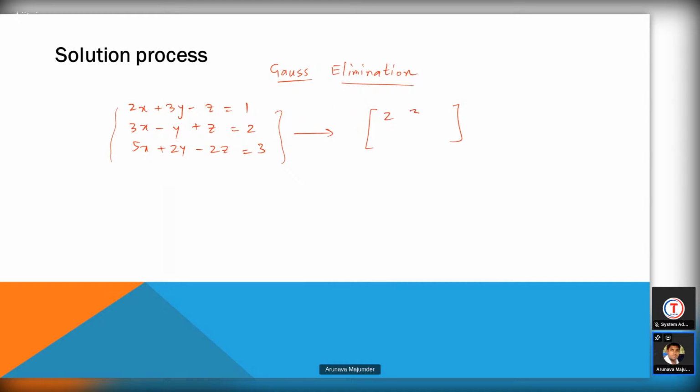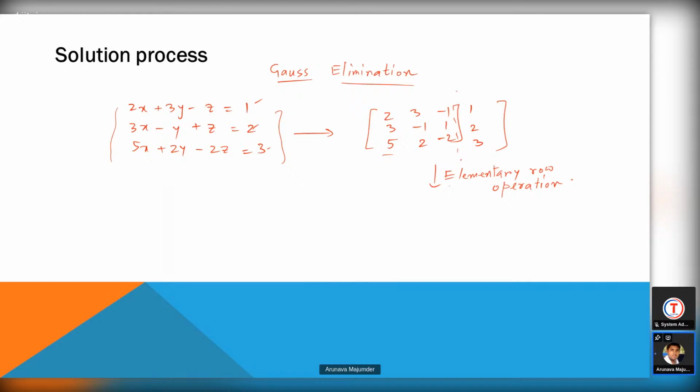It is 2, 3, minus 1, 3, minus 1, 1, 5, 2, minus 2. And the right hand side, 1, 2, 3, can be written as 1, 2, 3. So this is the entire matrix formation, which is called the augmented matrix. Now we apply elementary row operations on it. Now what is an elementary row operation?